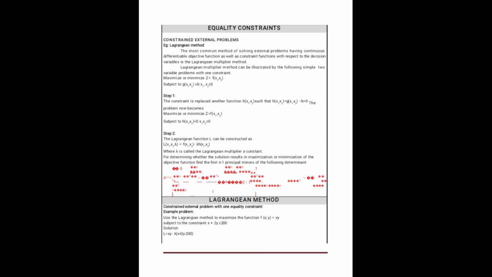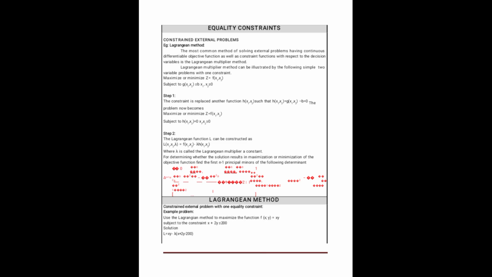Lagrange method, the most common method of solving extremal problems having continuous differentiable objective function as well as constraint function with respect to the decision variable is the Lagrange multiplier method. The Lagrange multiplier method can be illustrated by the following simple two variable problem with one constraint.